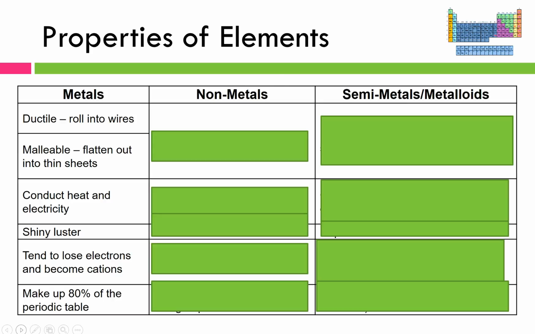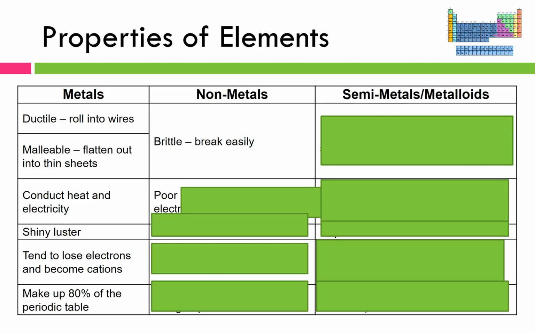Non-metals are like the complete opposite of metals. So whatever properties metals have, you can bet on non-metals being 180 degrees away from that. Metals are malleable and ductile. If you try to roll a non-metal or flatten it out into a thin sheet, it's just going to break. So we say that non-metals are brittle.